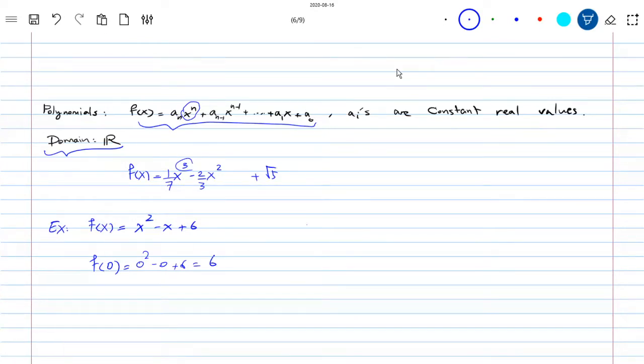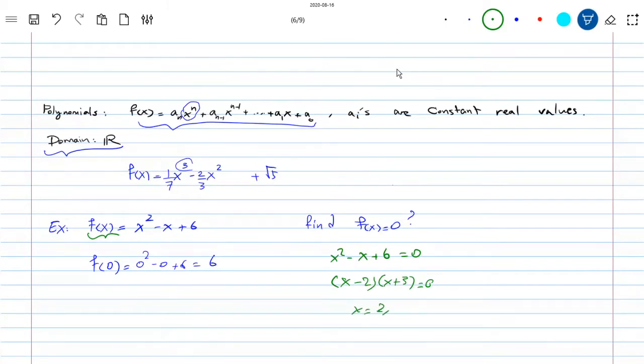And sometimes they tell you find where f of x equals 0. For what x value this happens. That means set the function equal to 0, x squared minus x plus 6 equal to 0. Instead of f of x, I replace 0. And you can factor this, you can use quadratic formula. In this case, I can factor it, x minus 2, x plus 3 equals 0. Therefore, x is either 2 or negative 3. So that means if you pick x equal to 2 or negative 3, the corresponding y value is 0.